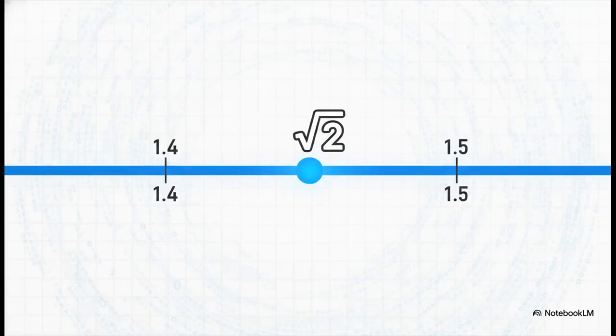But here is the fascinating truth. Even though our human way of writing out the decimal literally takes forever, the number itself actually exists at a very fixed, specific geometric point right between 1.4 and 1.5. Because it has a solid home on the line, root 2 is absolutely a real number.